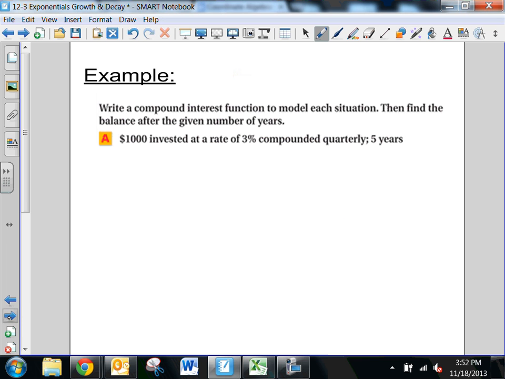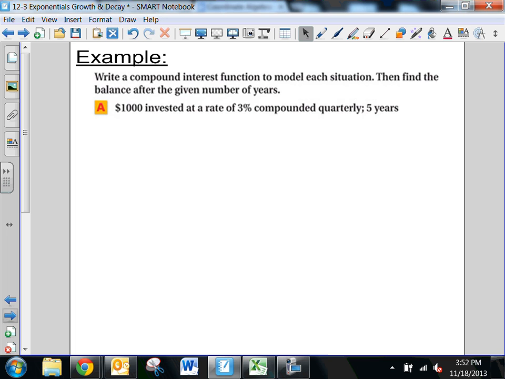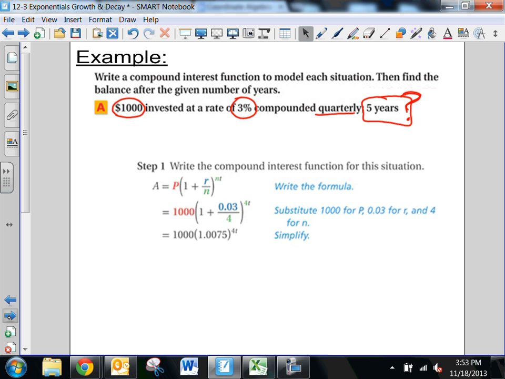All right, first example here. Write a compound interest function to model each situation, then find the balance after the given number of years. So you've got three things here. $1,000 invested, 3%, and it's compounded quarterly, and it wants to know after 5 years, what's the balance going to be. So we're going to plug all these things in appropriately.